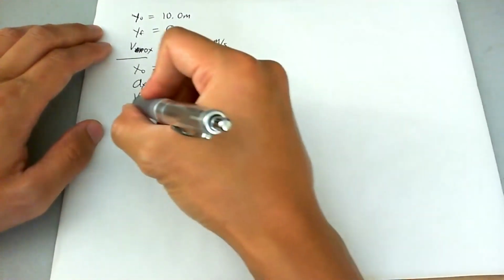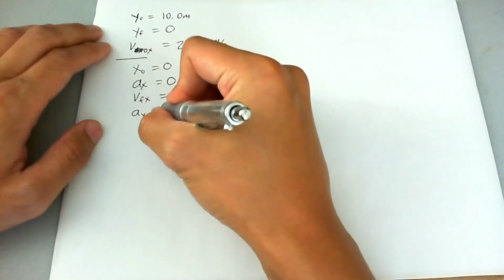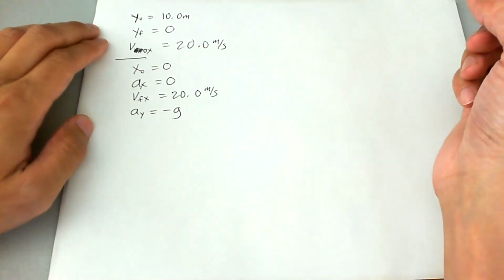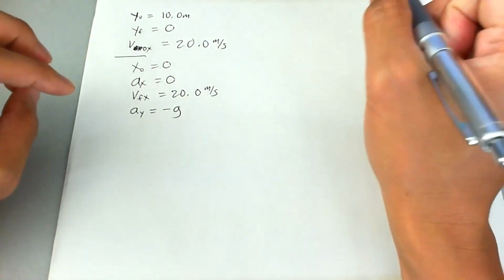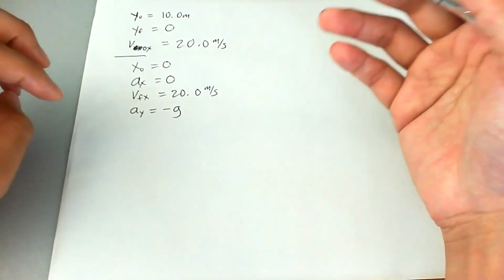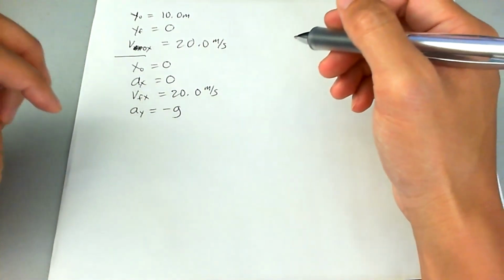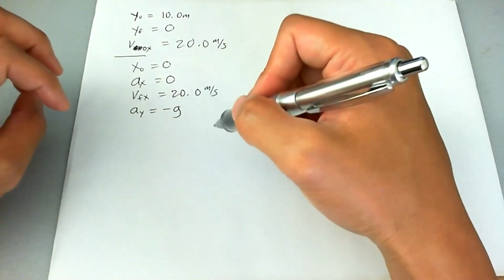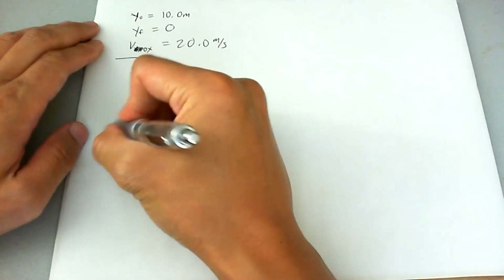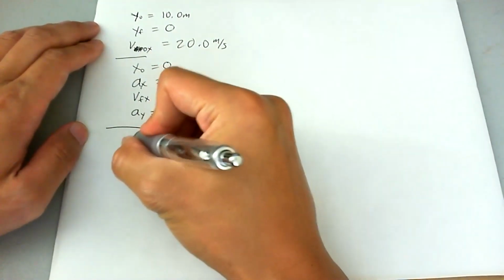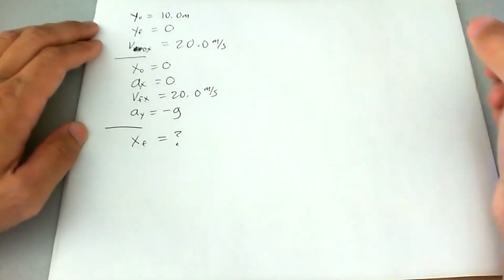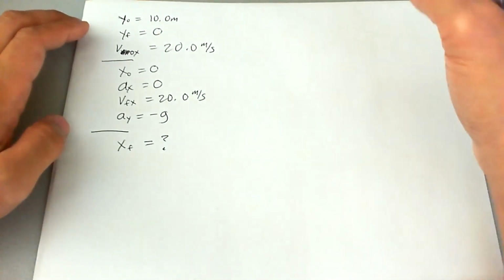I could also say that the acceleration in the y direction is going to be negative g, which is negative 9.8 meters per second squared. Now, this is something that we should just know because the stunt driver and the stunt is going to be on the surface of the earth. So acceleration in the y direction is always going to be negative g no matter what. And what we want to find is the final x placement when the driver is on the ground.